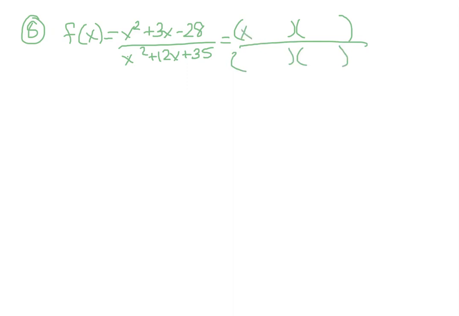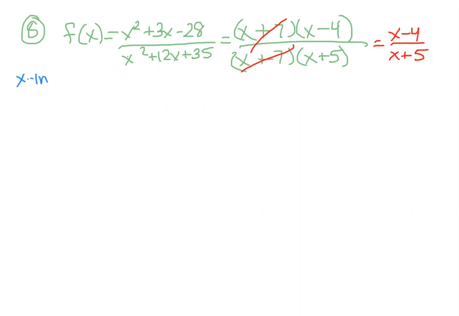What multiplies to give you negative 28 and adds to give you 3? 7 and negative 4. What multiplies to give you 35 and adds to give you 12? 7 and 5. So we can go ahead and cross that off. And we're left with x minus 4 over x plus 5.